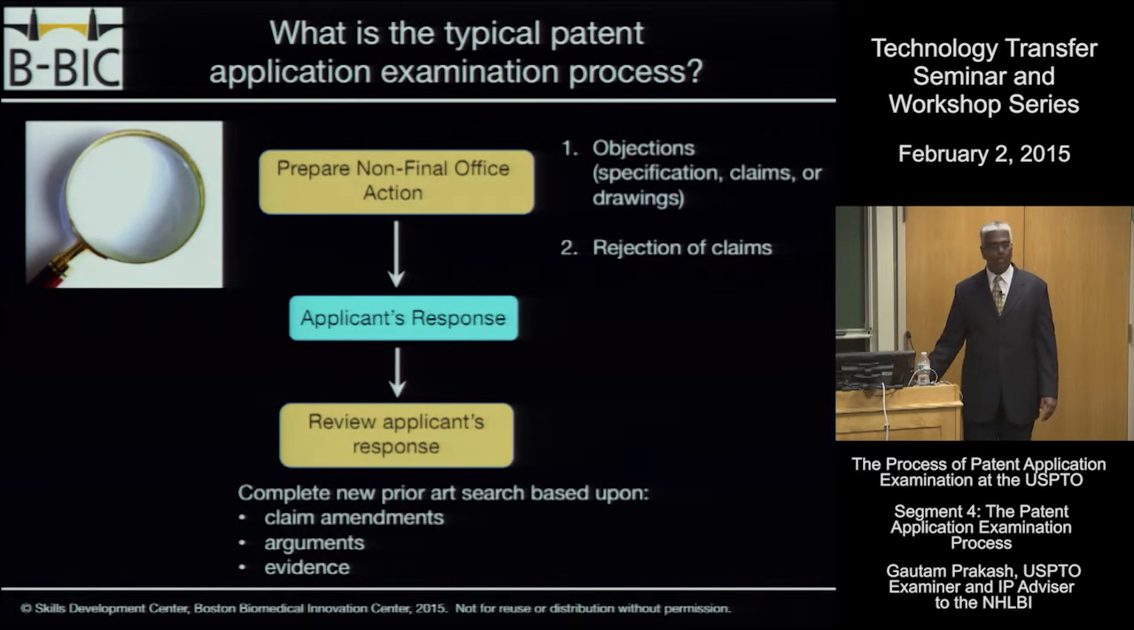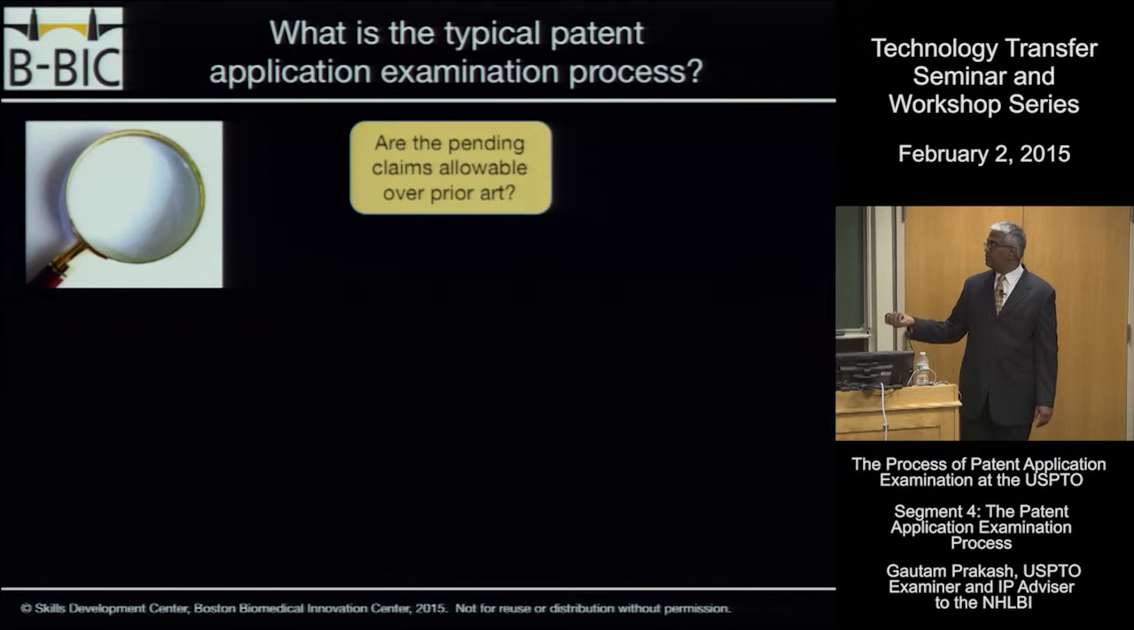So what can you do? You can amend the claims. You can argue that, hey, examiner, you just got it wrong. The art that you cited is improper. You say it says A, it actually says B. Okay, I may have gotten it wrong. And you can present evidence that shows that your invention is different from what's already described. All of those are fine. I will review what you have, and I will then make a legal decision. Are the claims that you have at this point allowable over the prior art that I have cited against you? Okay?